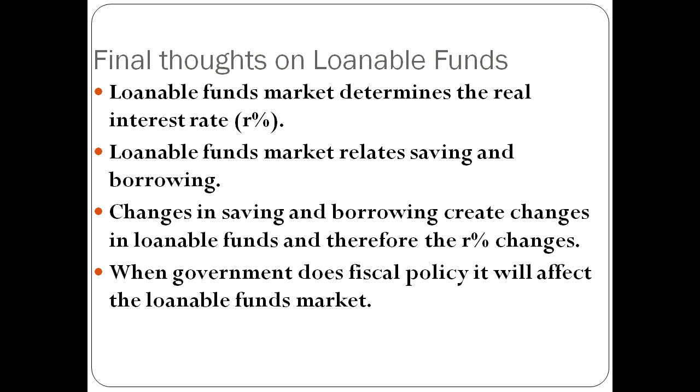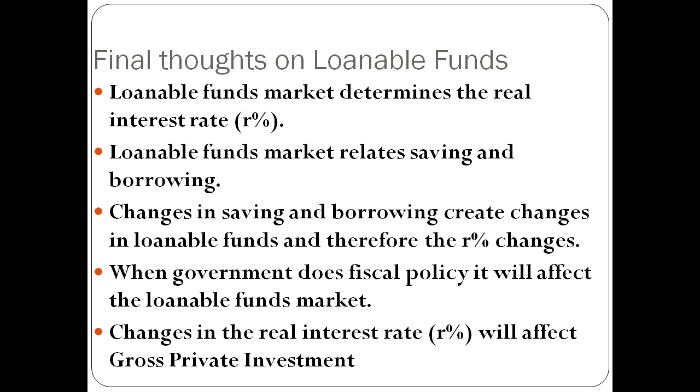When the government does fiscal policy, it will affect the loanable funds market. Fiscal policy is how the president and Congress use government spending and taxation to affect aggregate demand in an economy. So when the president and the Congress change the level of government spending and change the amount of taxes, that's going to affect whether the government is borrowing or saving. Thus, it is going to affect the loanable funds market.